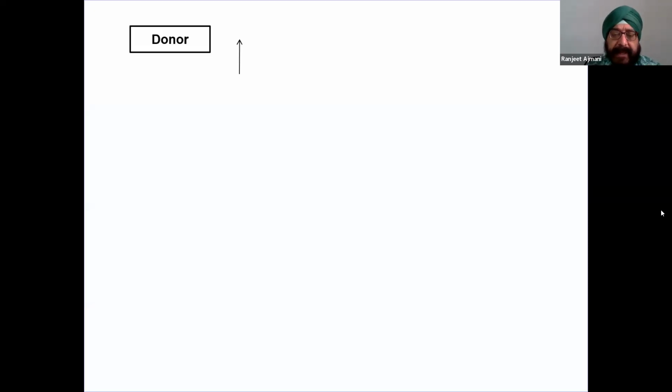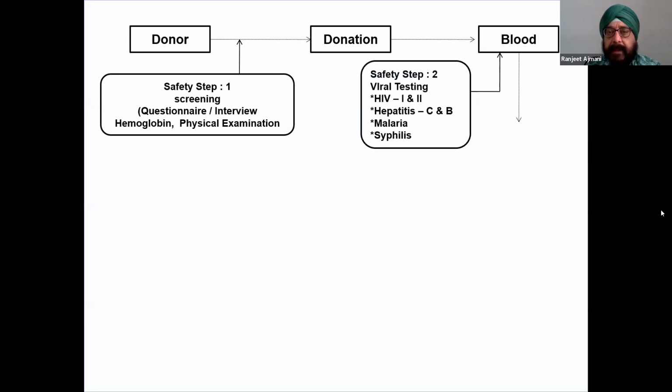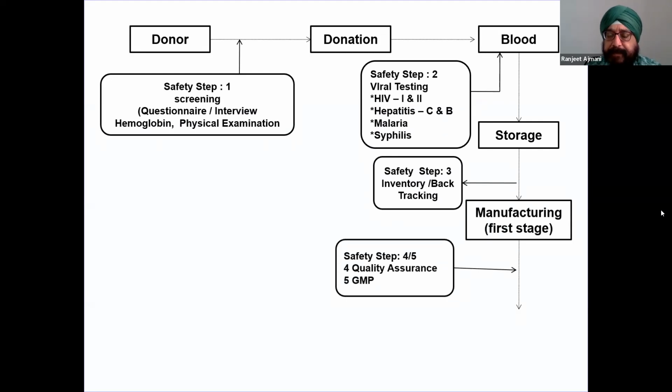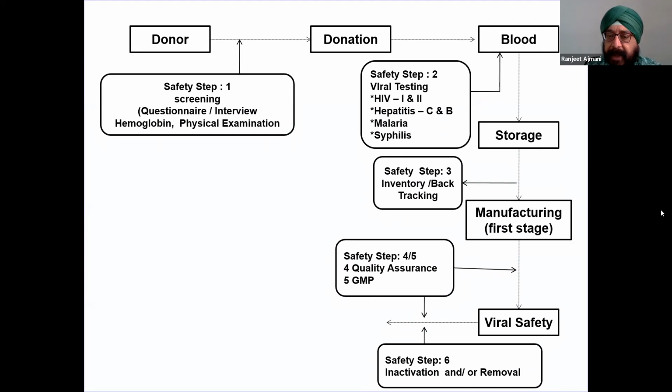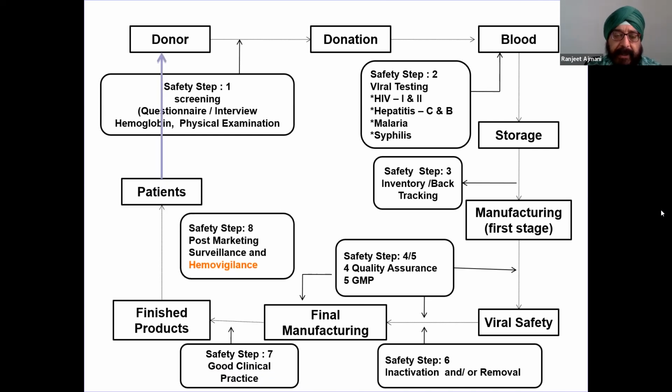So I'm giving you a very complex slide, but please bear with me. From the donor, you donate the blood or plasma. From here, you test the blood for various markers, and then this blood is stored. As I said, there is inventory hold, there's backtracking. Then this plasma goes to the manufacturing site, and that is where quality assurance and GMP come into practice. That is where the viral safety, as I said, step number one of viral inactivation and second step of viral inactivation happen. The final product is prepared, and this product undergoes the post-marketing surveillance, the hemovigilance program.